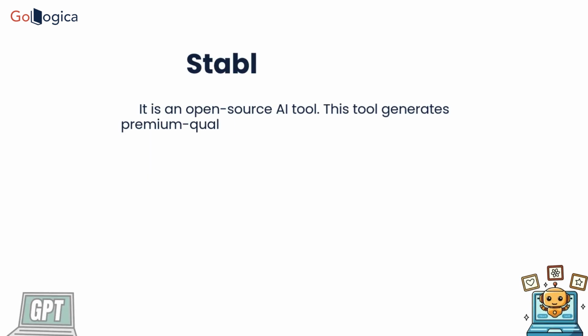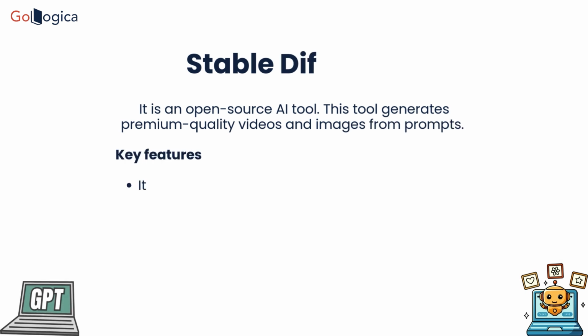Stable Diffusion. It is an open source AI tool. This tool generates premium quality videos and images from prompts.